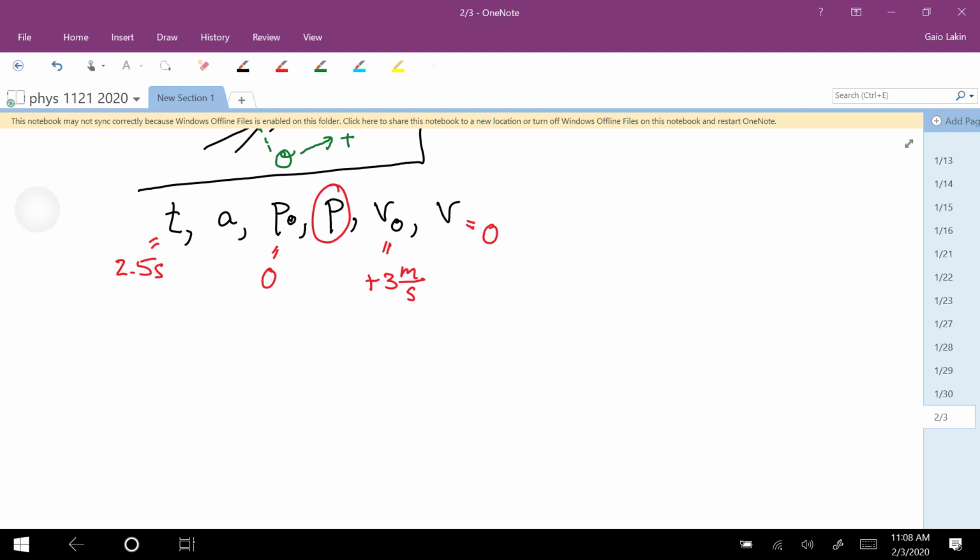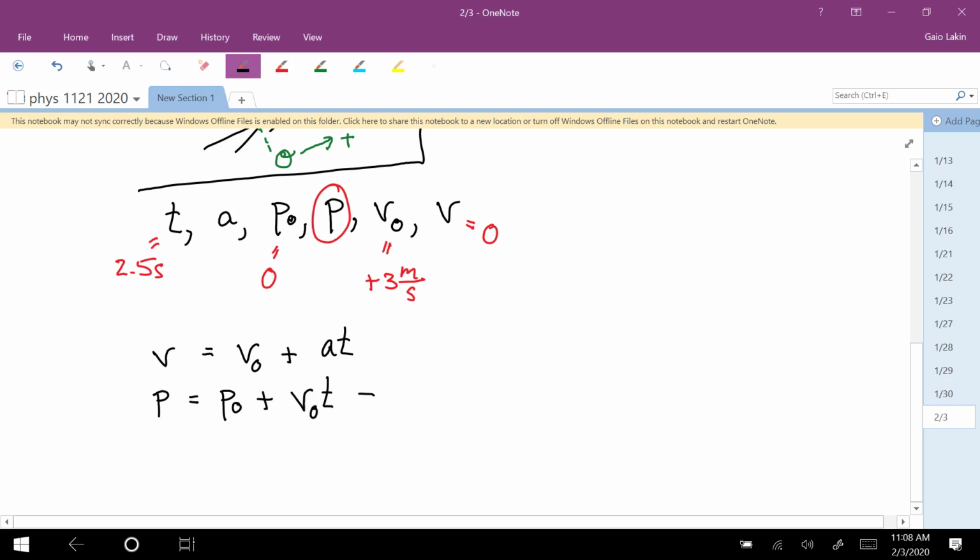So let's write these up here. So here are the possibilities. V equals V0 plus AT. P equals P0 plus V0T plus 1/2 AT squared. And 2A times the quantity P minus P0 is equal to V squared minus V0 squared.